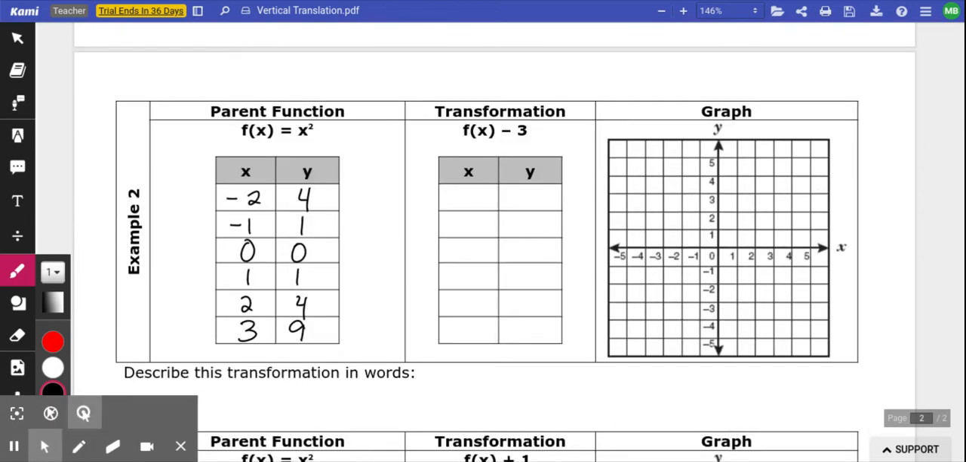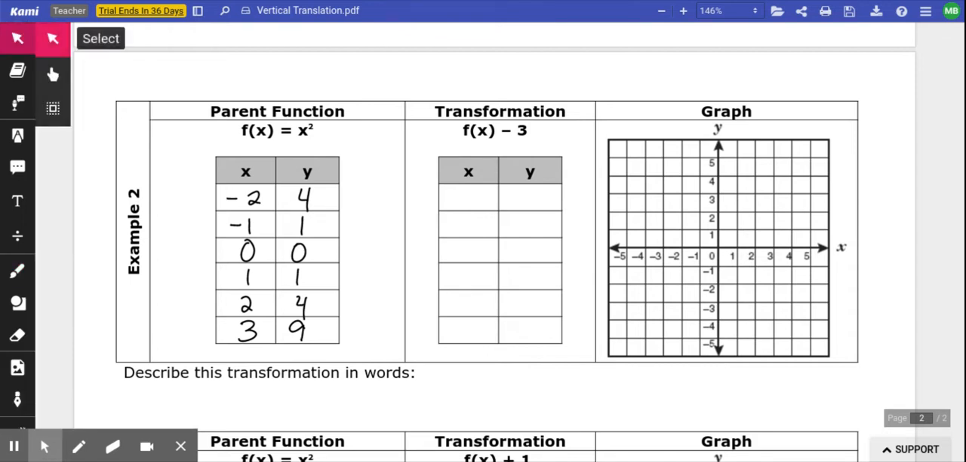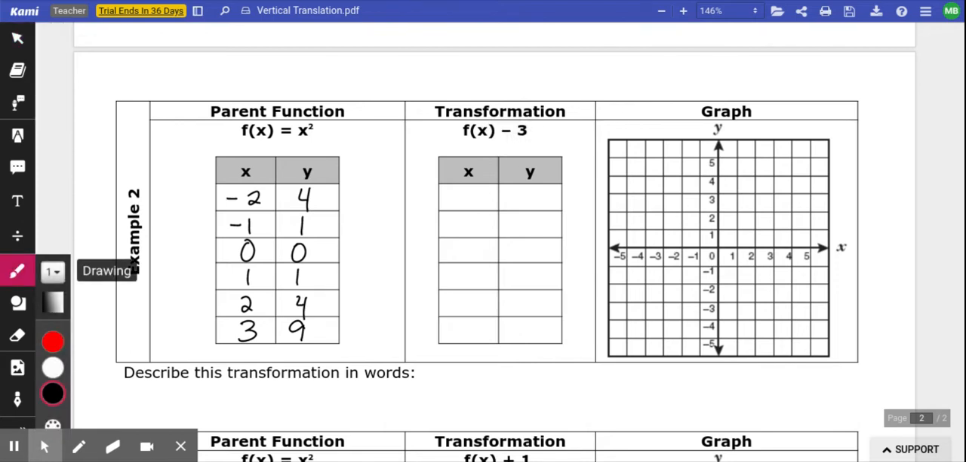Let's look at another example. Once again, I've already filled out my table for my parent function, but this time we have a transformation where we're taking our parent function and subtracting 3. So I'm repeating my x values of -2, -1, 0, 1, 2, and 3. And this time I'm subtracting 3 from each of my y values. So now I have y values of 1, -2, -3, -2, 1, and 6.